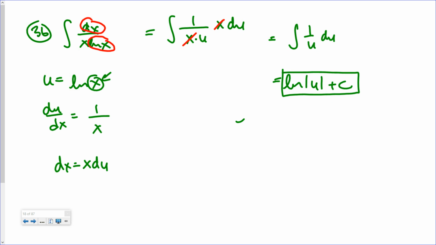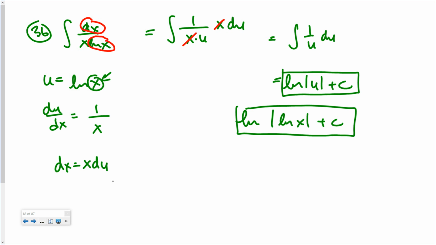It's just the wrong answer. I need to go back and put in my u. There's my u right there, ln of x. And I have now the right answer. All right, let's do one more problem. Let's do number 39.